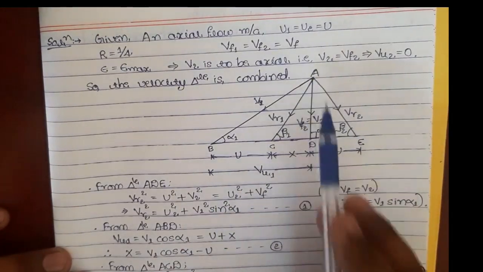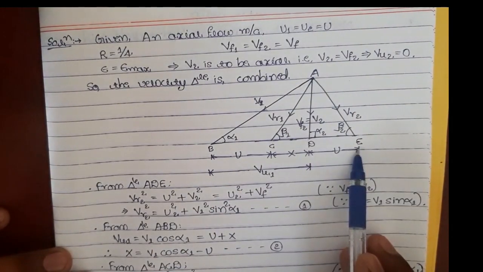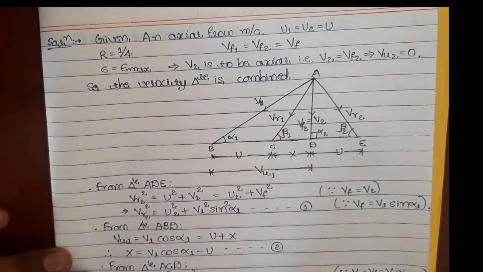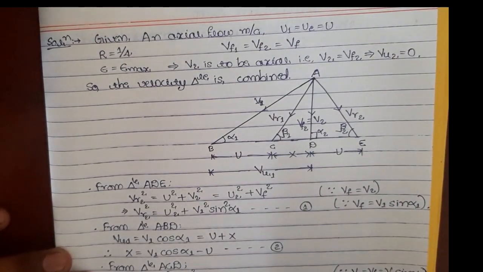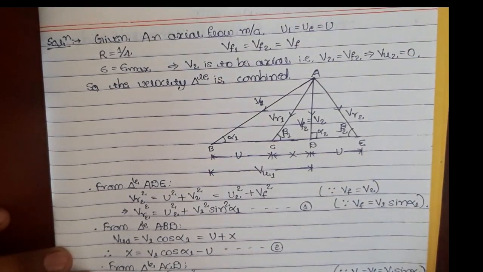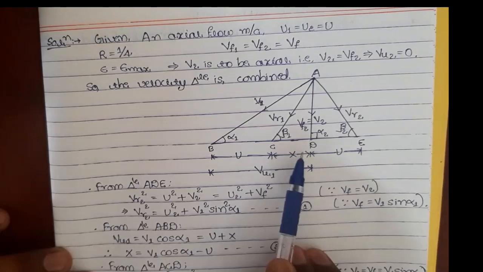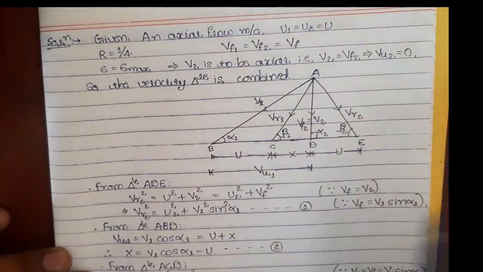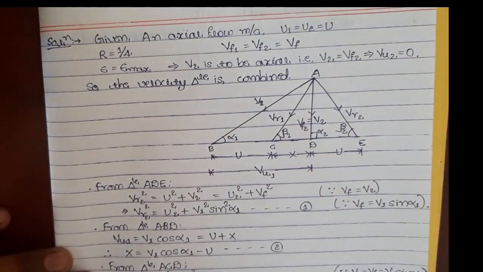So triangle ADE is my outlet triangle, triangle ABD is my inlet triangle. Even if you draw them separately, that is fine. But just for the proof purpose, I have drawn combined triangles. We will use that within the proof.